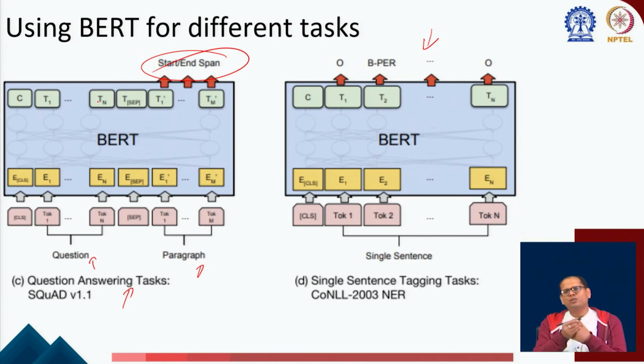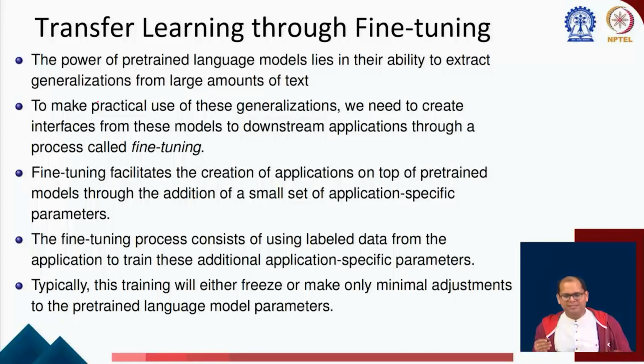We will see how you can use this pre-trained BERT model. You can fine tune it for various tasks, and the essential idea is just transfer learning. The power of these models lies in their ability to extract generalization from the large amount of text on which they are pre-trained. Because they are pre-trained on huge data, I want to make use of this generalization, and how do we do that? We create some sort of interfaces from these models for various downstream applications. So I have this pre-trained model. Now, how do I use it for classification or NER and so on?